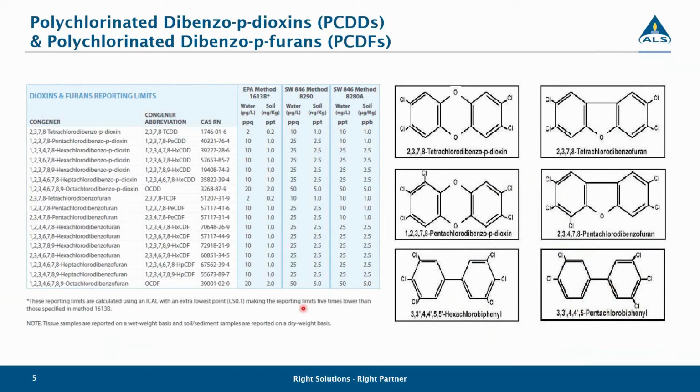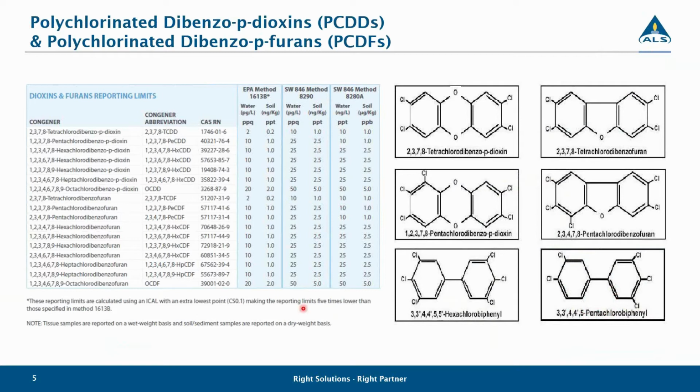Here are the 17 monitored PCDD, PCDF compounds and their respective method reporting limits in water and soil matrices. As you can see, they have very low reporting limits in the ppq range for water, reported in picograms per liter, and the ppt range for soil or sediment, reported in nanograms per kilogram. And many regulations have requirements which are even lower than these reporting limits.